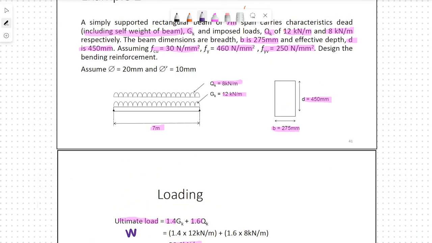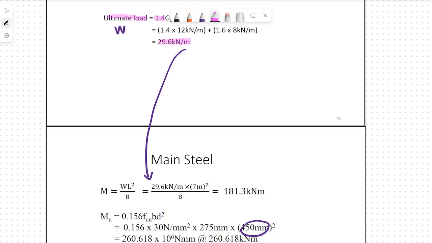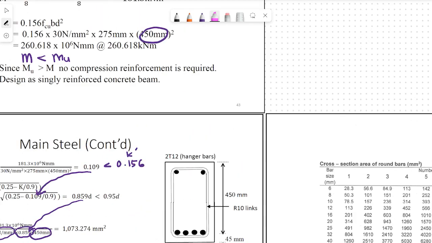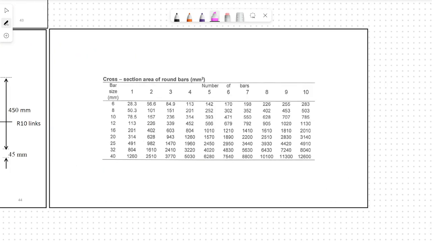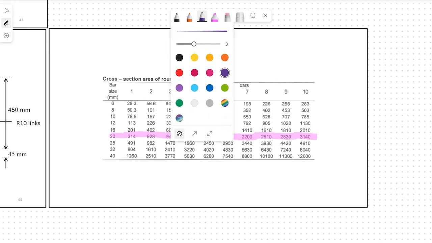whether there is a given assumption, which is the diameter for main reinforcement is 20 mm, and the diameter of shear reinforcement or link is 10 mm. Right, so kita hanya boleh ikut the assumption. Kalau dia bagi 20 mm, then use according to the assumption. So I highlight the table for the cross section area of round bars. So kita akan select lah which section that we going to use ya.